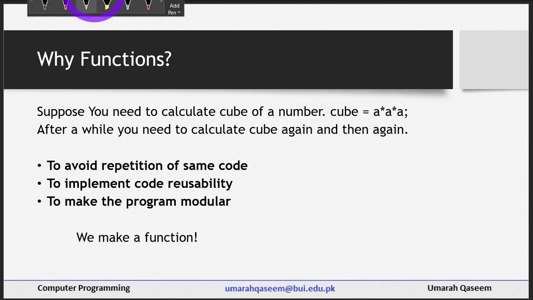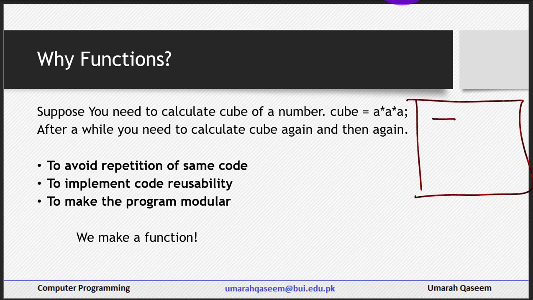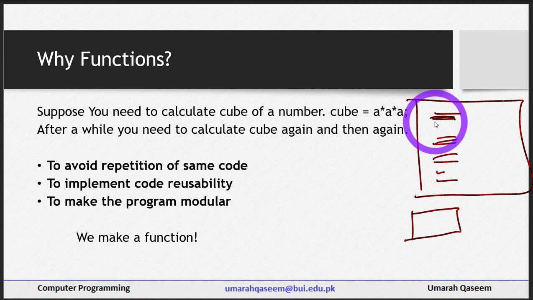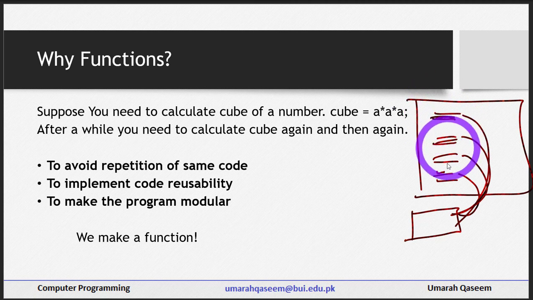So what I'm talking about is that maybe this is your program, and in some 4 or 5 lines you had to calculate the cube again and again. Instead of writing these lines again and again, maybe you wrote these lines somewhere, and then you just used this piece of code in place of all these lines, at the points where you needed to calculate the cube.